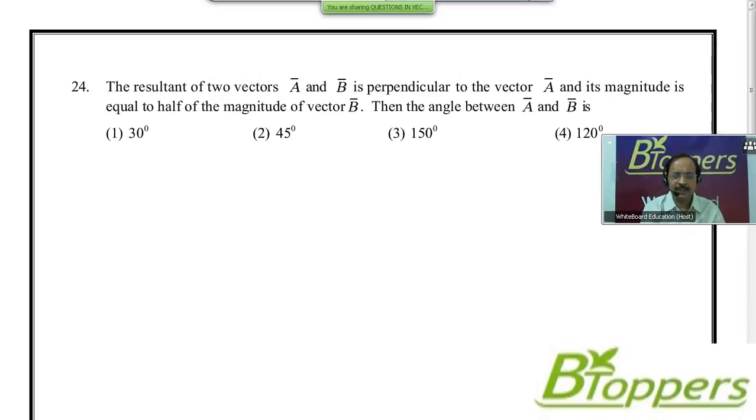See the question number 24. The resultant of two vectors a bar and b bar is perpendicular to the vector a bar. Its magnitude is equal to half of the magnitude of vector b bar. Then the angle between a bar and b bar is, 4 options are given. First option 30 degrees, second option 45 degrees, third option 150 degrees, fourth option 120 degrees. Come on, try this question.